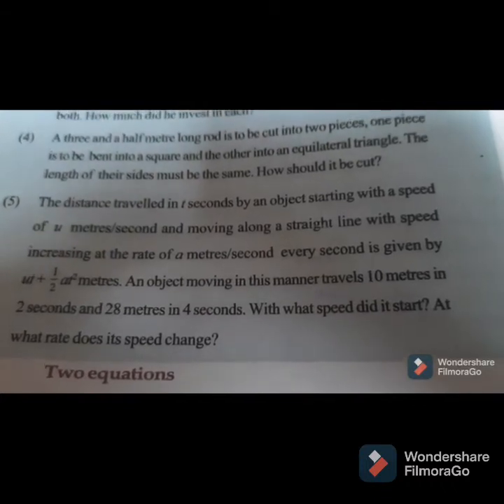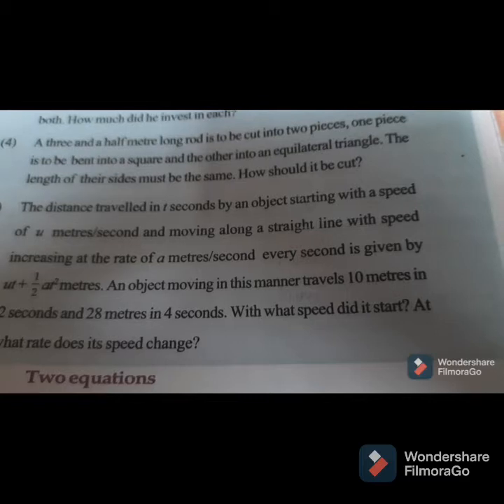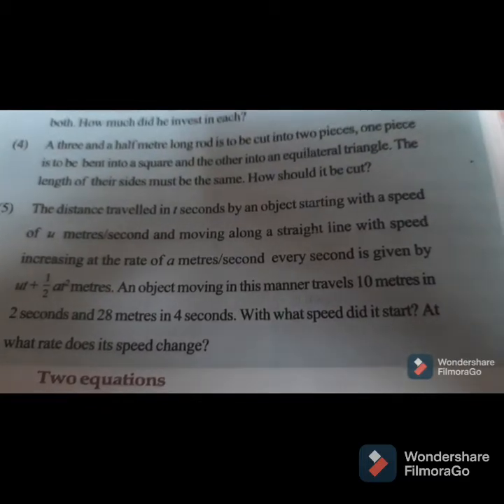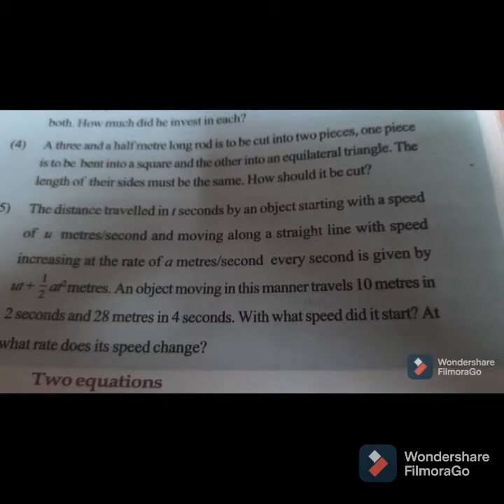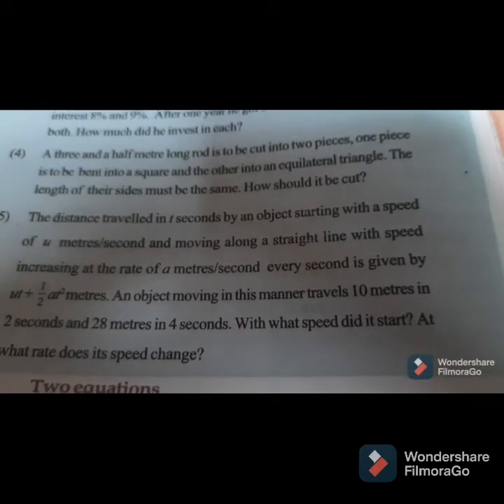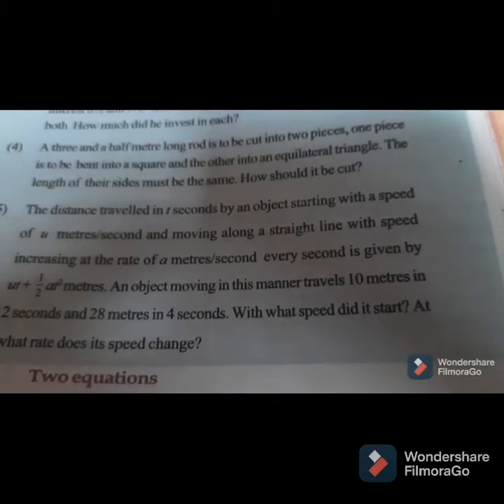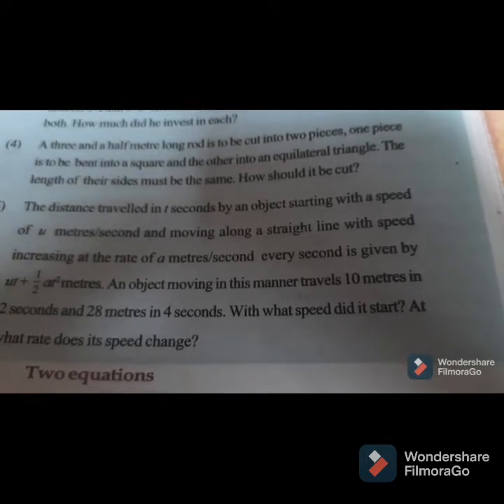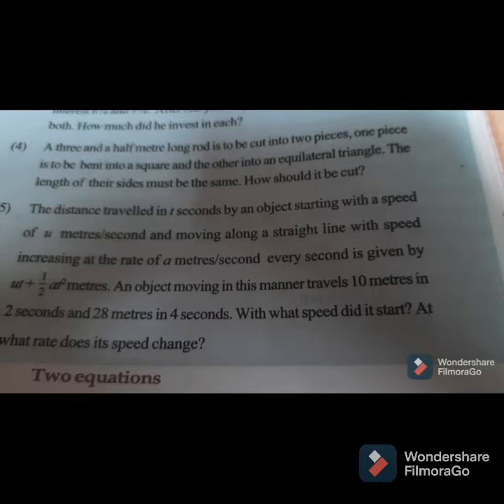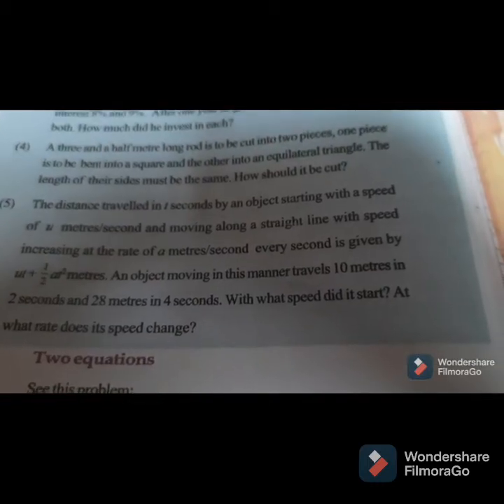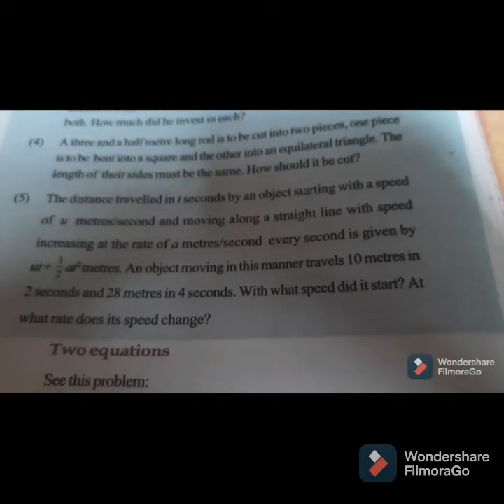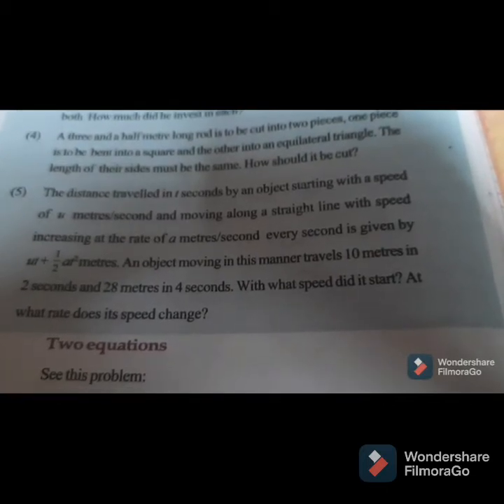Distance traveled, they are given. That is 10 meters in 2 seconds. Then another, the same thing, moving 4 seconds, that distance traveled is 28 meters. So with this data we want to find the speed and what is the change in speed.